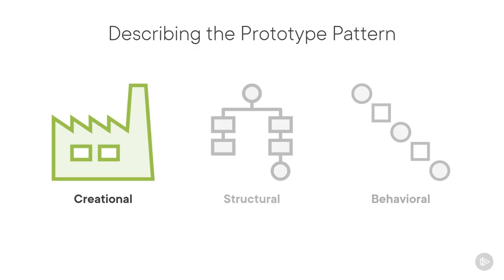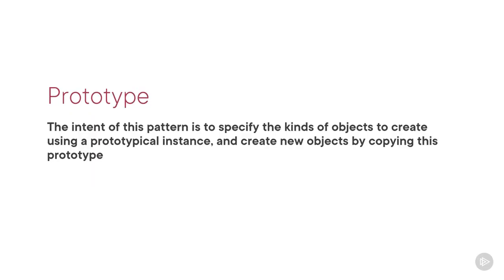The prototype pattern is one of 23 Gang of Four design patterns. It belongs to the creational patterns group, which means it's a pattern that deals with object creation. This is the last one of those that we'll cover. The intent of the pattern is to specify the kinds of objects to create using a prototypical instance and create new objects by copying this prototype. In other words, it lets us copy existing objects without making the client code dependent on their concrete classes.